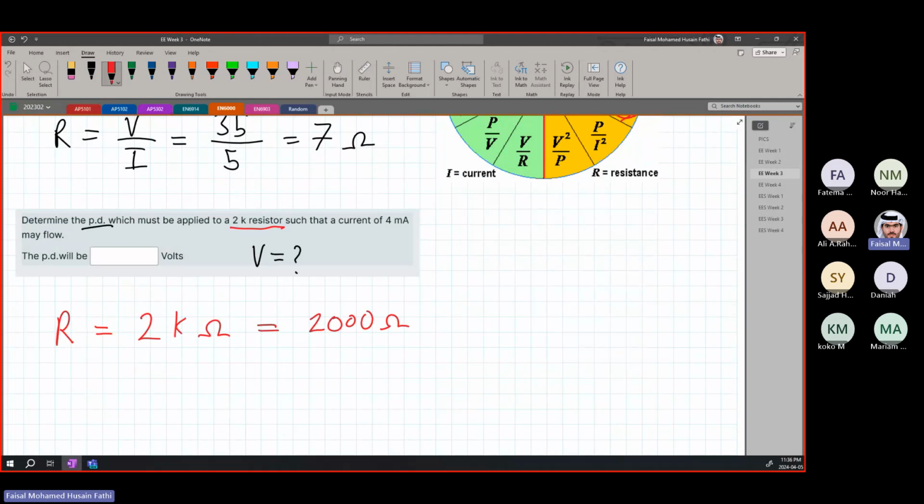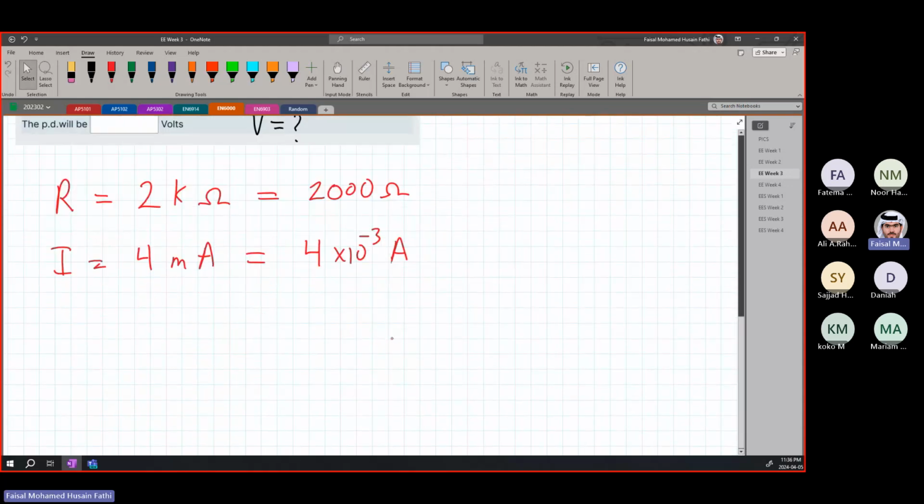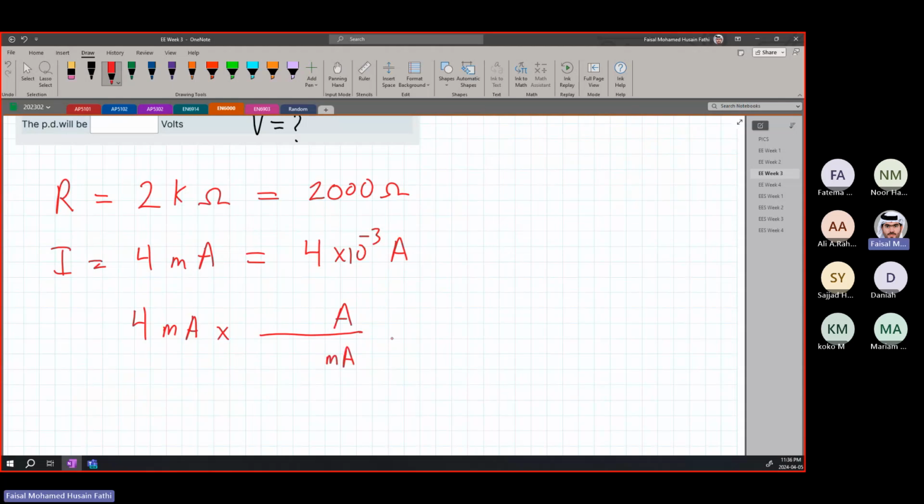Such that a current of 4 milliamperes may flow. So I is equal to 4 milliampere. To go from milli to ampere we multiply by 10 to the minus 3 ampere. Okay? Or if you want to do the conversion the old way: milliampere times ampere over milliampere, since 1 ampere has 1000 milliamperes in it. Milliampere and milliampere cancel, which gives exactly the same thing, 4 times 10 to the minus 3, or 4 over 1000.